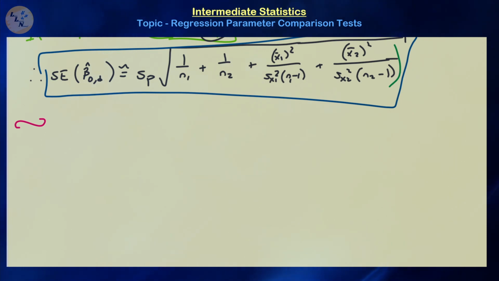So we're going to be using a test statistic that's going to follow a t-distribution. And why is that?